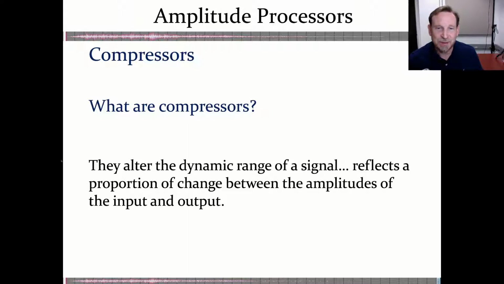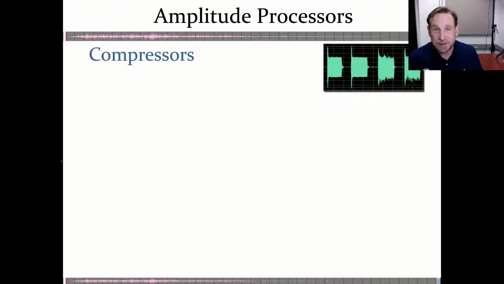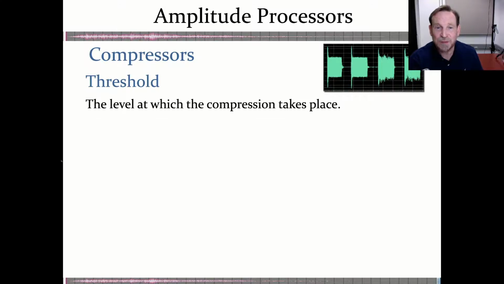So compressors are playing with the dynamic range of a signal, and it's reflecting change between what's coming in and what's going out. So let's take a look at some of the components of a compressor that we'll need to learn and manipulate. The first one is the threshold. So the threshold is essentially a setting that we put into place that tells the compressor when we would like it to start. So it's basically a volume level, and we're setting it at a certain point, and we're saying that when the signal goes over that point, then we want the compressor to start working. So the threshold is the point at which the compression will start taking place.